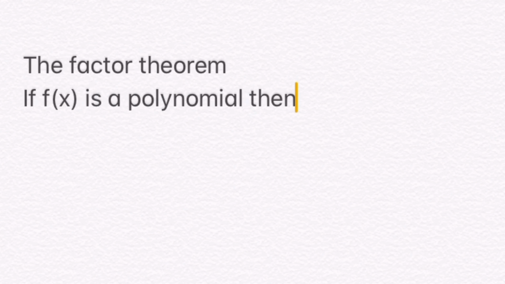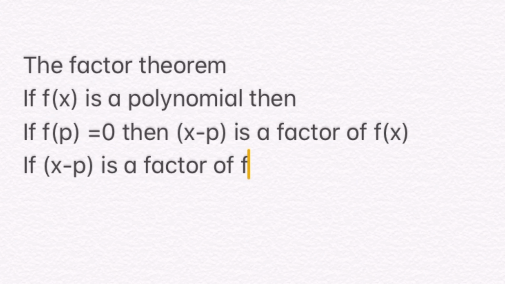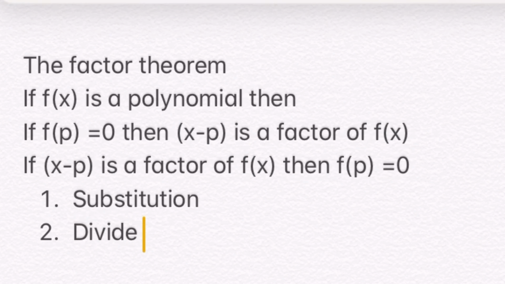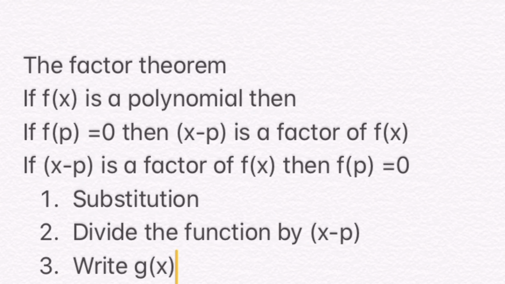The next thing that we're going to look at is the factor theorem. The factor theorem is a quick way of finding simple linear factors of a polynomial. The factor theorem states that if f of x is a polynomial, and f of p equals 0, then x minus p is a factor of f of x. You need to remember this, and if x minus p is a factor of f of x, then f of p equals 0. This is just the reverse of the first thing that we mentioned.